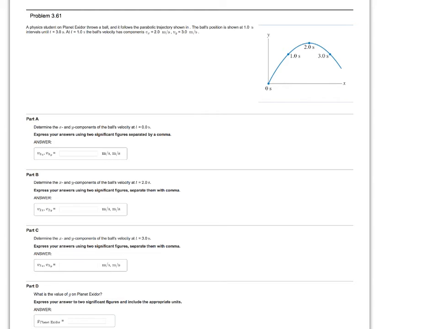Alright, so moving on to this one, we have a physics student on some foreign planet, Exodor, which means acceleration due to gravity is not 9.8 meters per second squared. And we have them throwing a ball, and this is the path of the ball here. We know a few things about the velocity. We know that at time t equals 1, the velocity has an x component of 2.0 meters per second and a y component here of 3.0 meters per second.